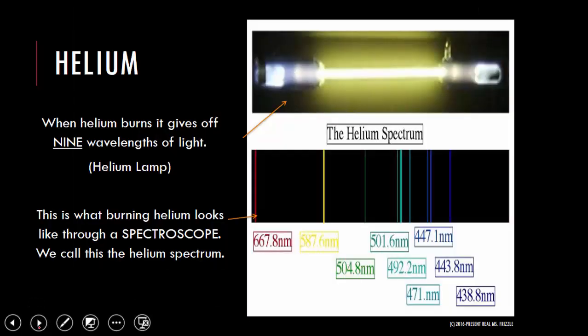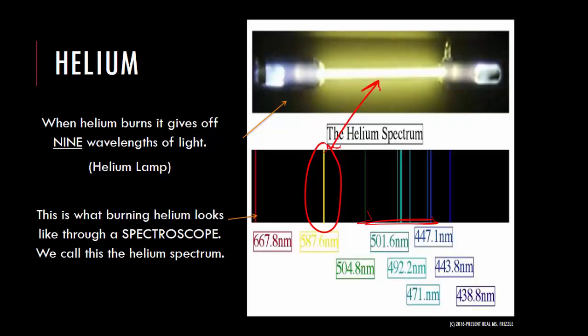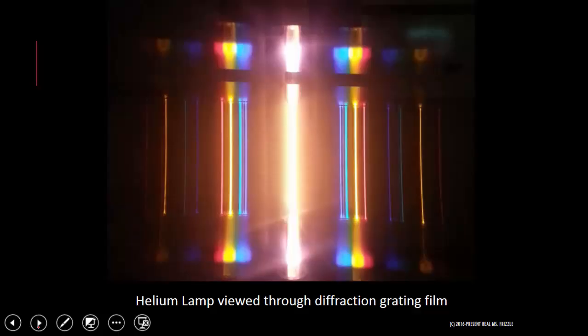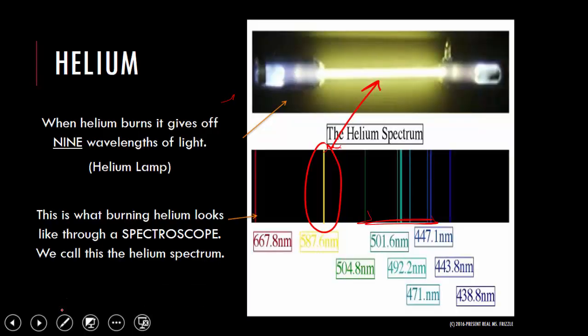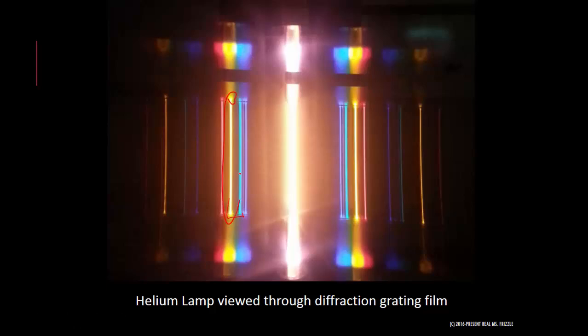Now helium's a little more complex. Helium burns 9 wavelengths of light. You can tell that some are brighter than others, like this yellow is way brighter than these ones over here. So guess what color it looks like to us? It's pretty yellow. Here's a picture of it actually doing it again. You can see all these different ones, and you see how much brighter yellow is right here.